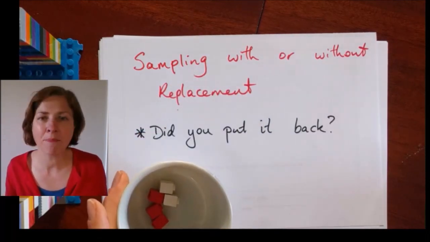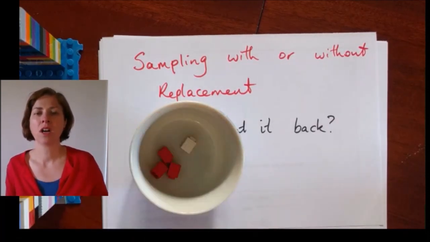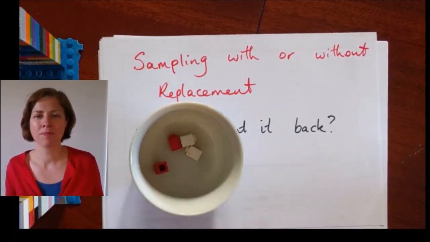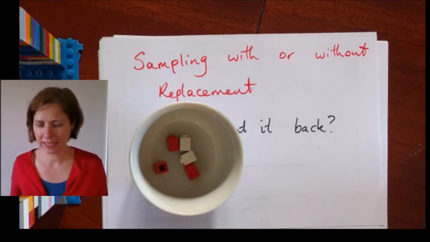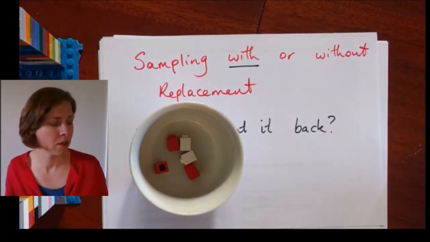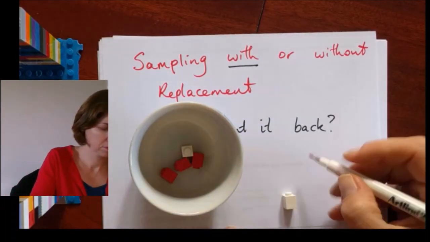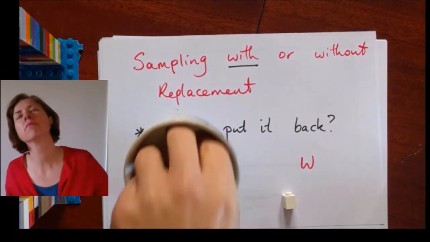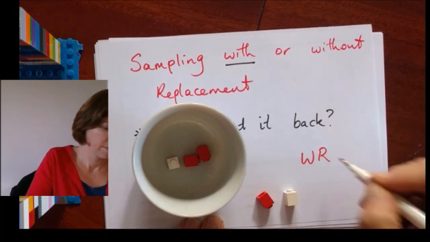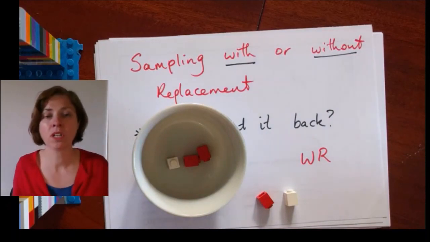And we call this sampling with or without replacement. The sampling bit is when I choose one. I just took a sample, okay? I replaced it. I took a sample, I replaced it. That is sampling with replacement. And now I'm going to choose two without replacing. I got a white one the first time. I got a red one the second time. This is sampling without replacement because I didn't put them back.